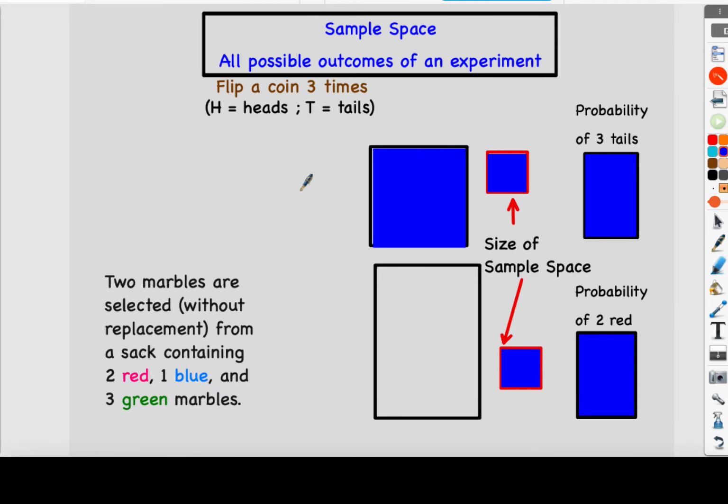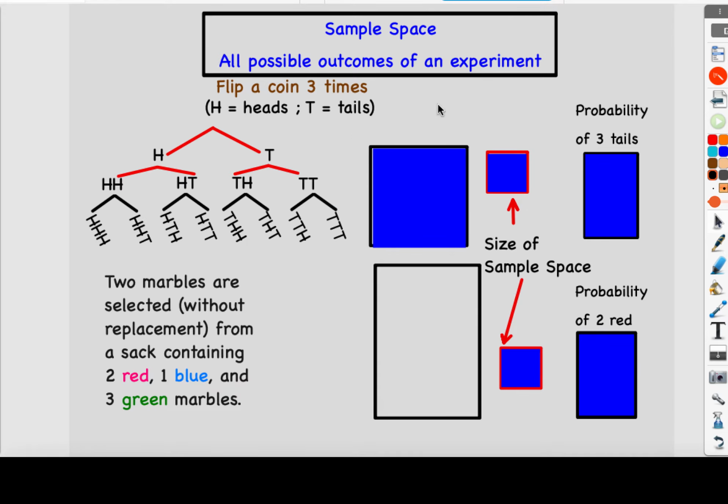So let's take a look at a couple of other experiments real quickly. Sample space, again, is all the possible outcomes of an experiment. Let's say we were flipping a coin 3 times. We could get heads or tails any one of those times. One great way to represent the sample space is using a tree diagram. In your first flip, you could have heads or tails.